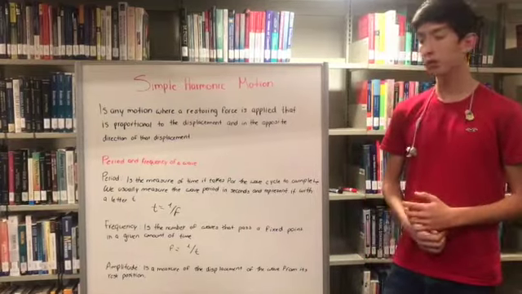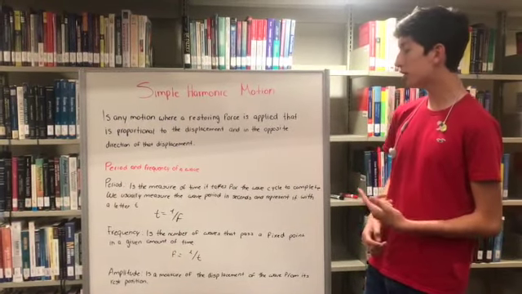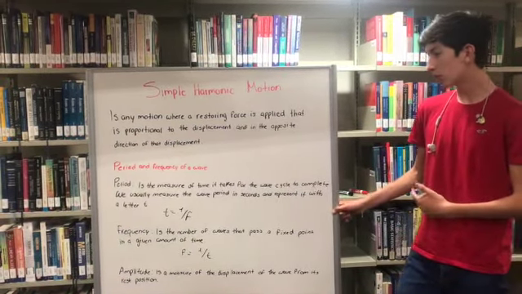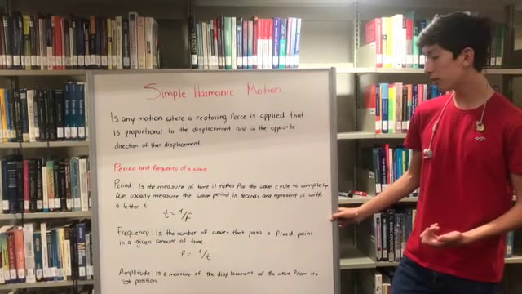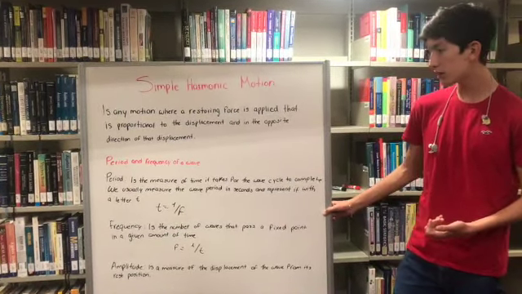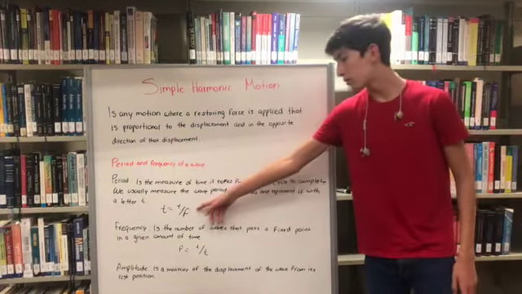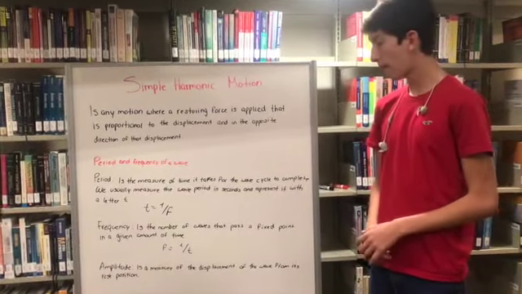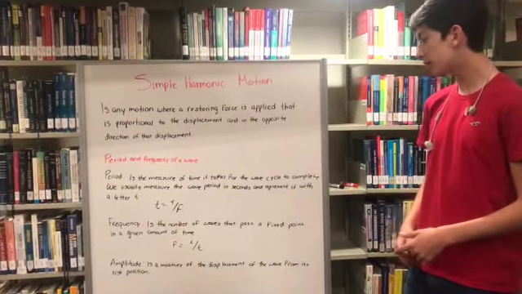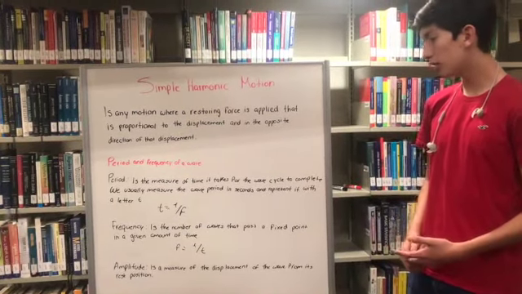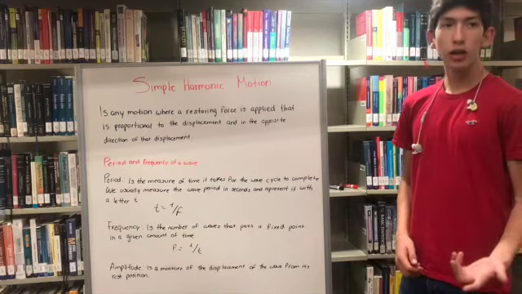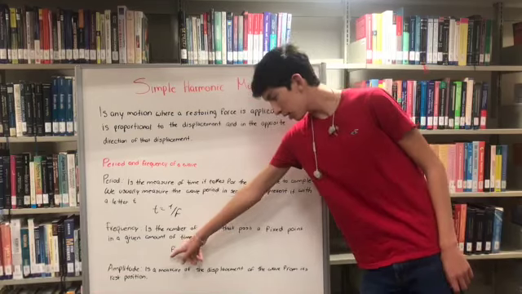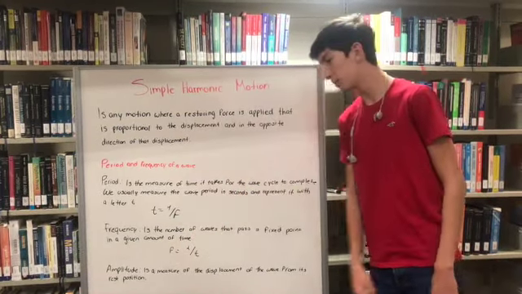Period and frequency of the wave. Period is the measure of the time it takes for the wave to move through a cycle completely. We usually measure the wave period in seconds and represent it with the letter T. Here's our formula: T equals 1 divided by frequency. The frequency is the number of waves that pass a fixed point in a given amount of time. It is the same formula, but instead of T we have F, and we swap F with T.